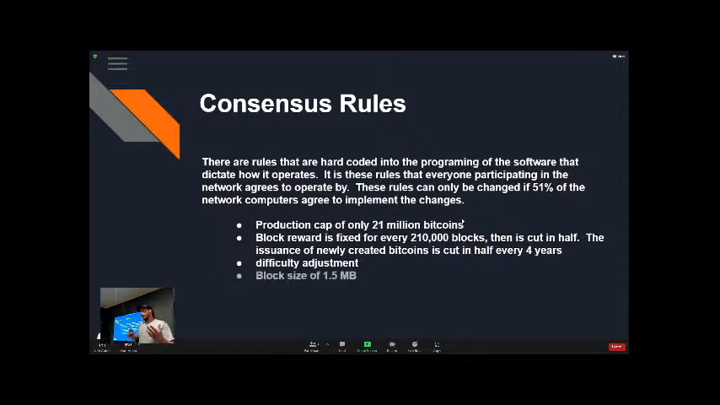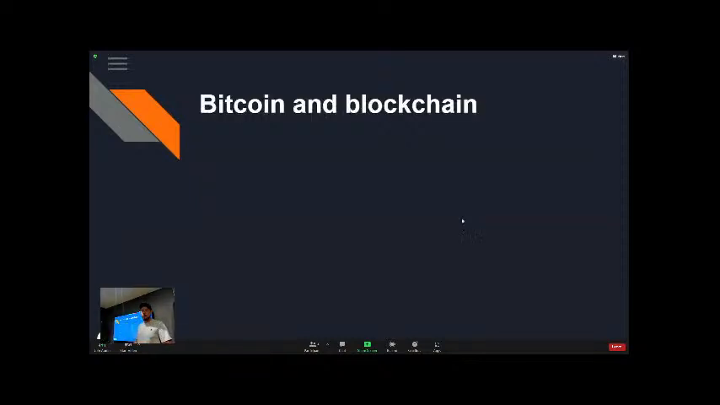Now, obviously, that depends. A block size is 1.5 megabytes. That's roughly 2,500 transactions per block. And a block is mined every 10 minutes.